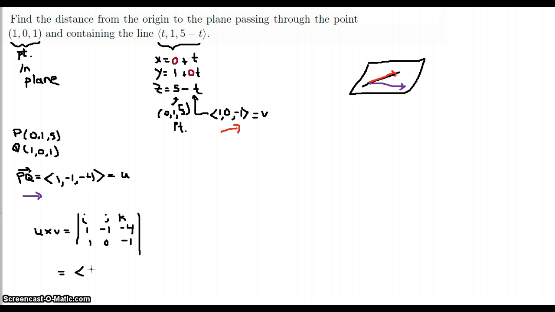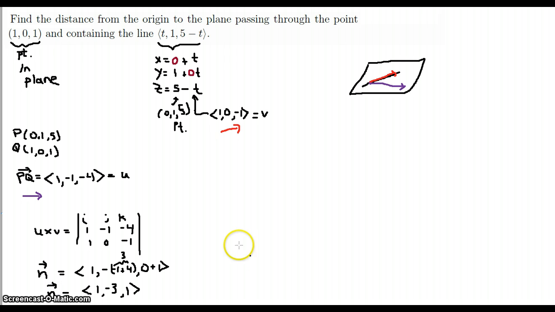So the cross product is going to be 1 for the I component, the opposite of negative 1 plus 4 for the J component, and 0 plus 1 for the K component. We're going to call this N, the normal vector to the plane. That's a negative 1 there, so that's a 3. So (1, negative 3, 1). That's the normal vector to the plane.